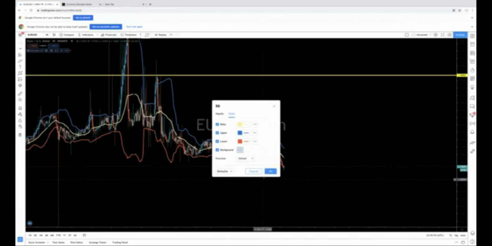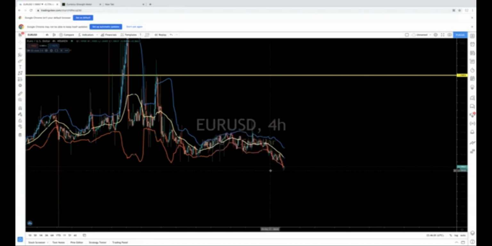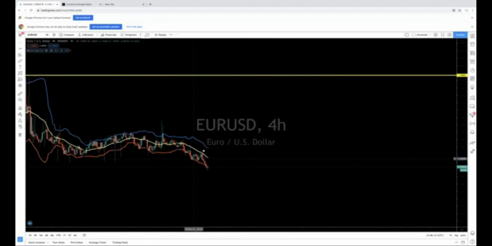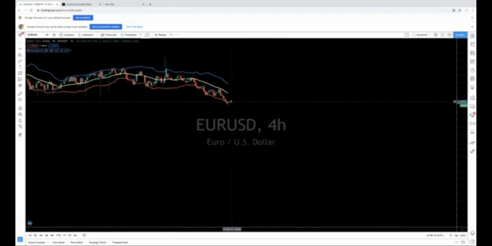You don't have to touch anything else. Everything else is perfect. The default settings are perfect, so leave them. Just press OK, and as you can see, we have our Bollinger Bands set up here. As we take a closer look, it puts this in a better perspective. We're not going to add our stochastic in just yet. We're just going to look at this with the Bollinger Bands and the candlesticks.